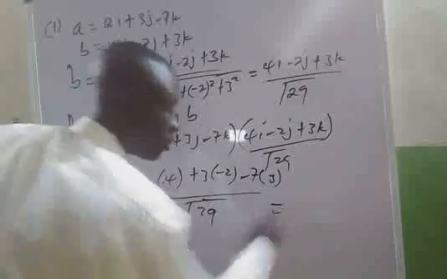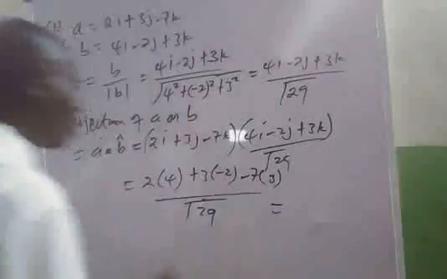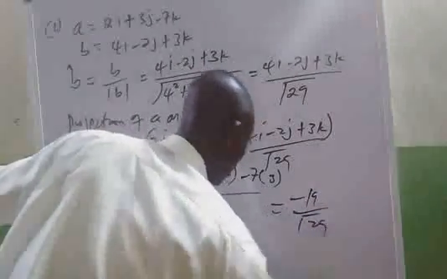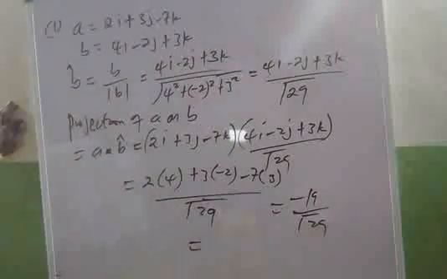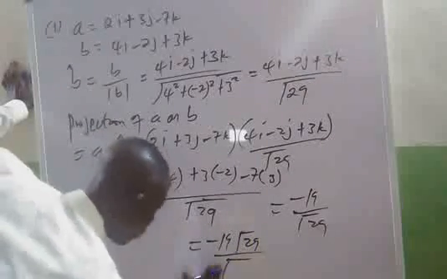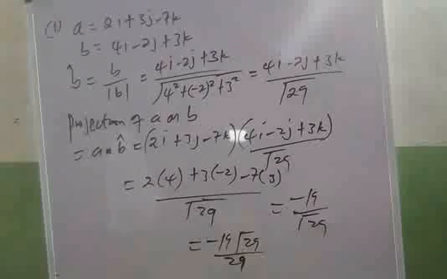And this will be the same thing as 4 times 2 is 8, minus 6, minus 21. That will give me minus 19 over root 29. And if you rationalize this, that will give you minus 19 root 29 over 29. So this will be our final answer.